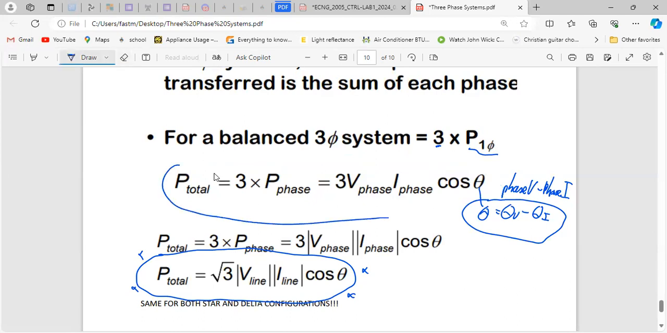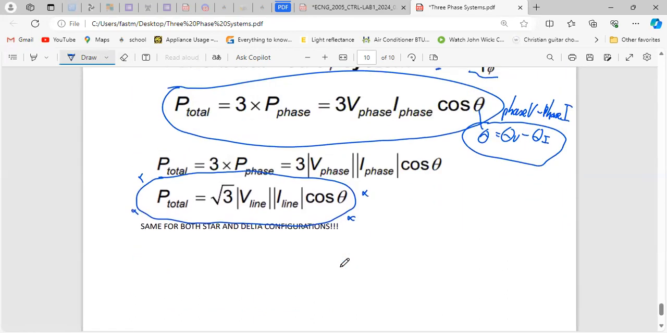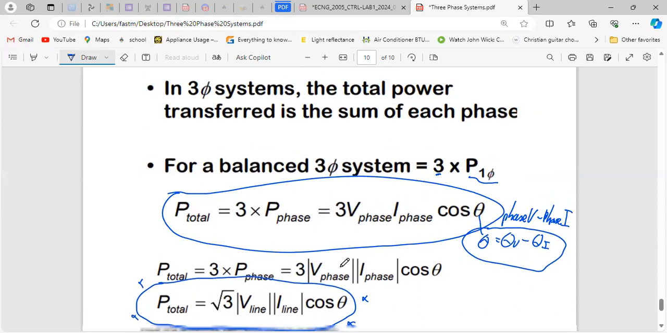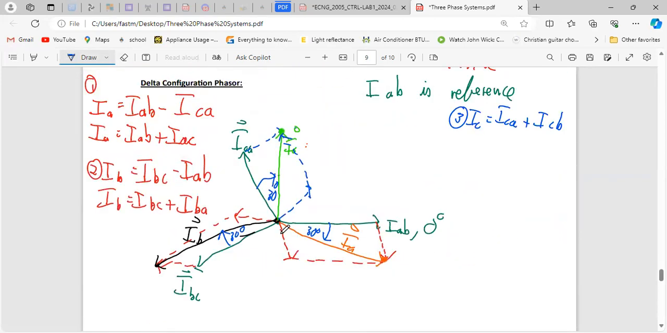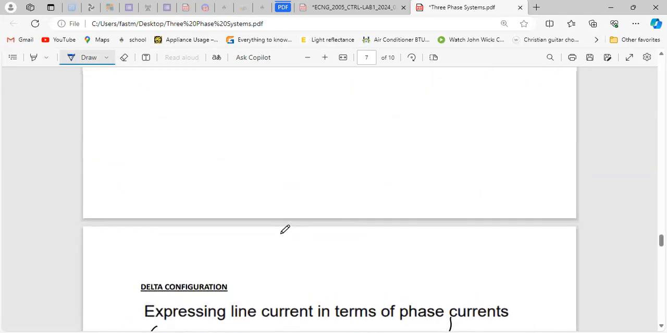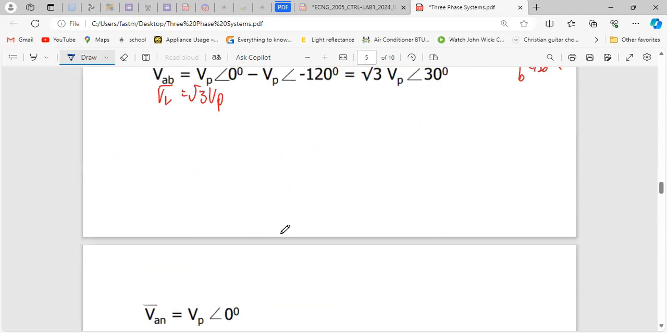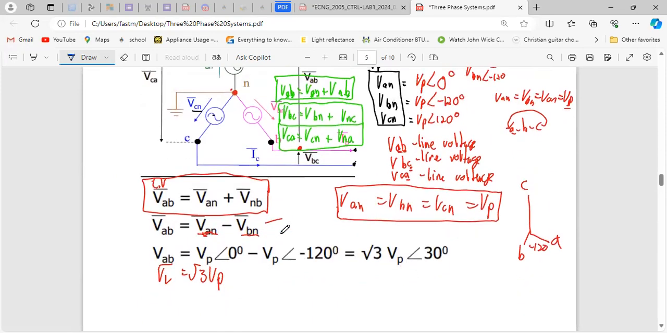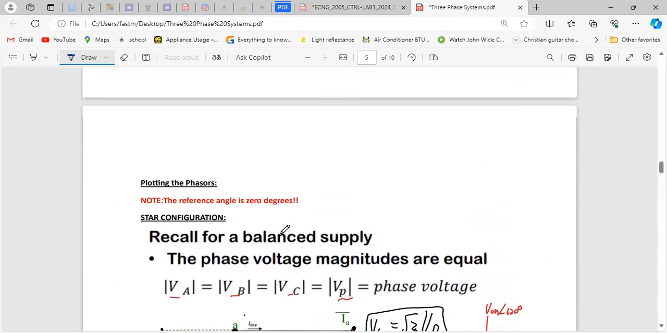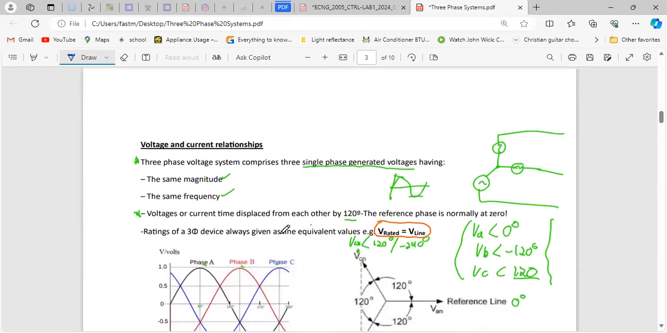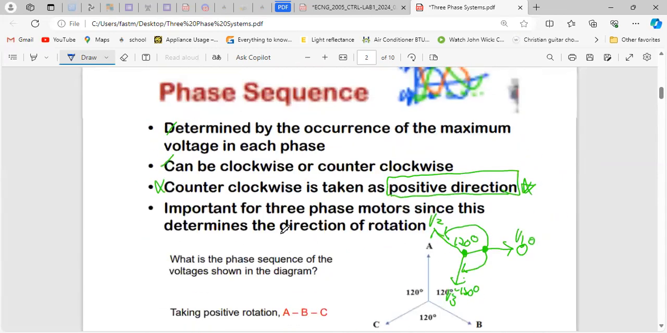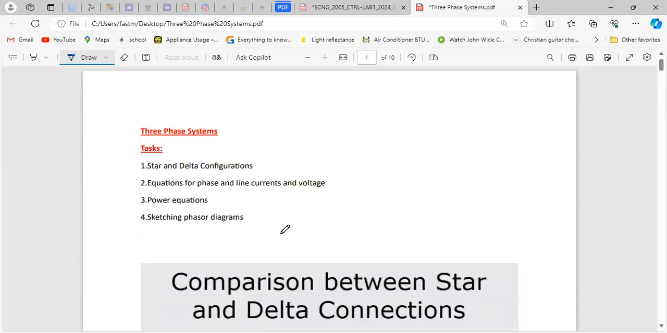All right? And with that said, that's all I wanted to go through. So I showed you the equations for power, 3 V phase, I phase, cos theta, and or root 3 V line, I line, cos theta. I showed you how to plot the phasors for the star and the delta. I showed you the relationship with the direction. I showed you the graphs for them, the phase and the lines. And I went through this with you already. That is all I wanted to do.